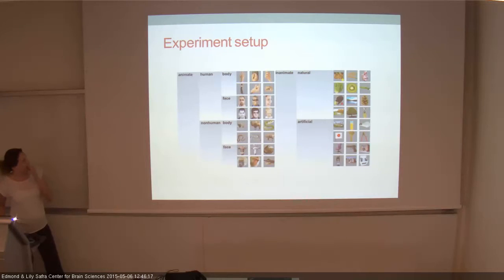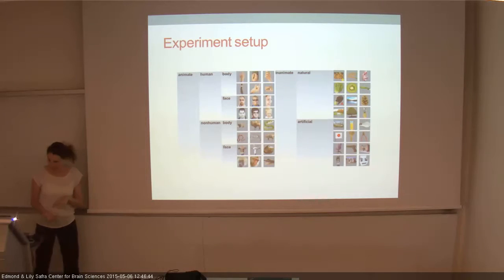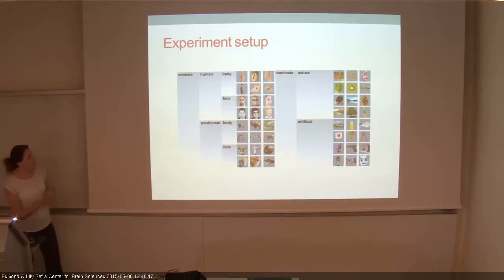Okay. So diving into the experiment, what you see here is the stimuli that were shown. It's categorized here, but as I said, when presented to the subject, it wasn't categorized. This is just to show you that they were divided into animate and inanimate, like Yoav showed. In the animate, there were human and non-human objects. So there was a lot of subcategorization, and the main two categories were animate and inanimate objects.